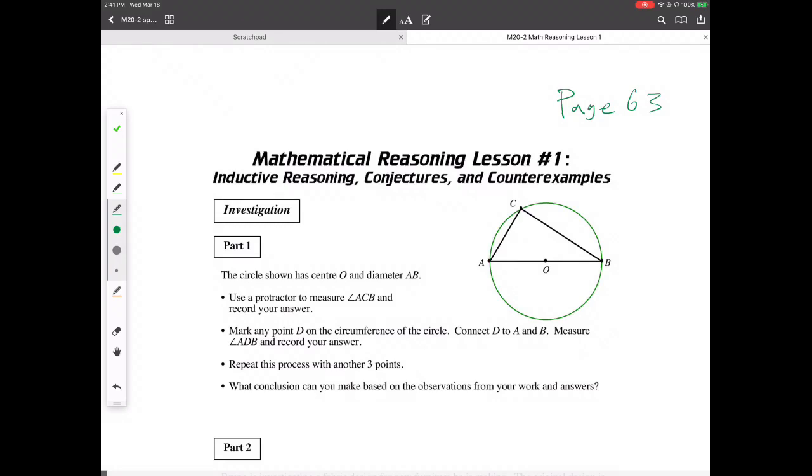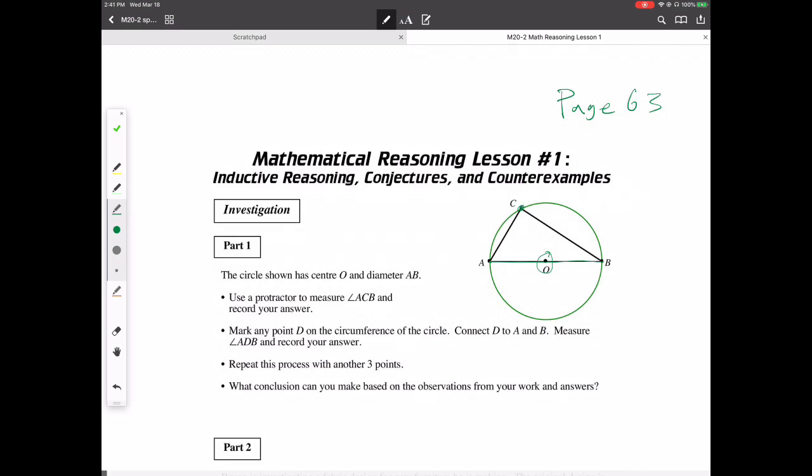Hi guys, so we're going to be taking a look at the first part of the math reasoning. This is on page 63 of your textbook. So we're going to start with this investigation. Now the first part of the investigation is talking about how if I have a circle that is created on the right hand side here, I have the origin point or the center of the circle is O. I have this diameter is created going from A to B. And then I have a third point that's on the circumference called point C.